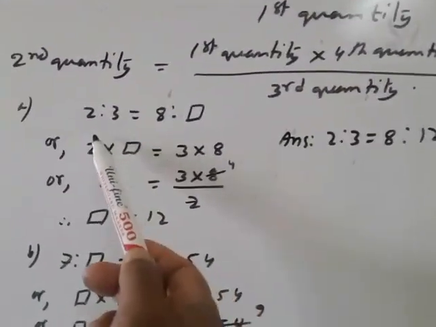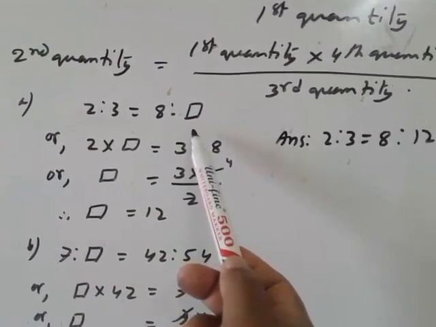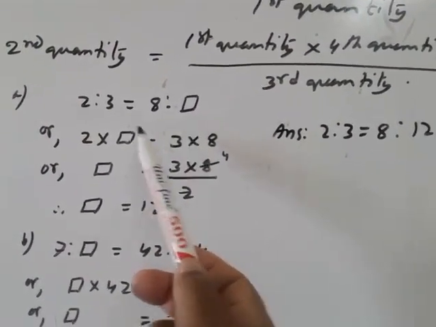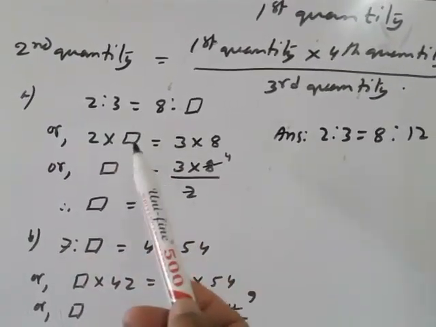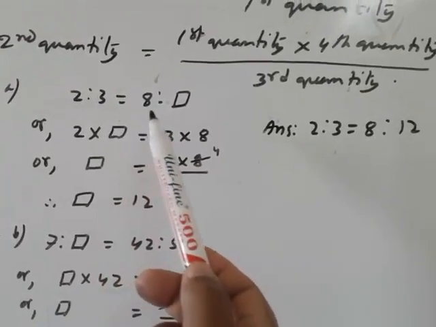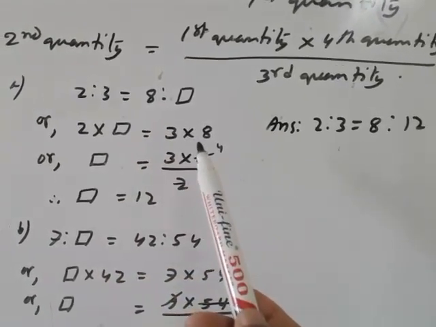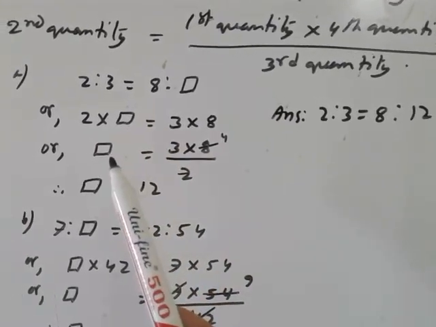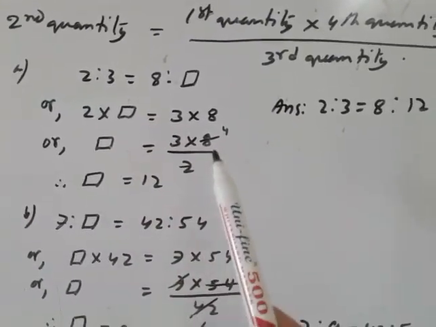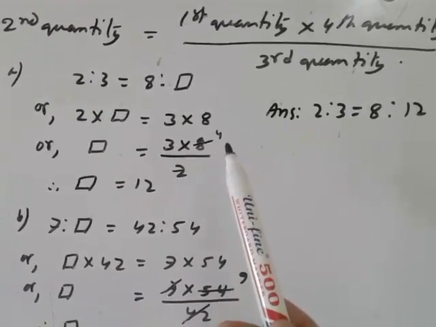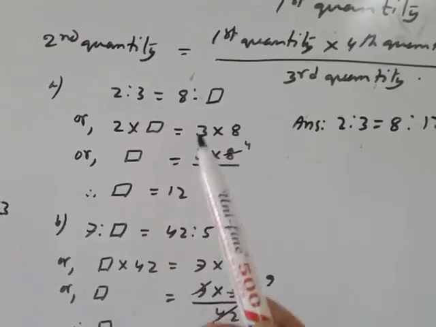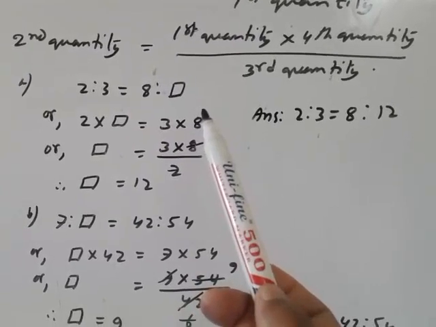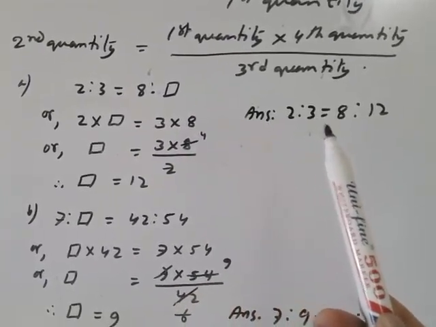See this, 2:3 equal to 8:blank. We have to multiply first quantity and fourth quantity. First quantity 2 and fourth quantity is blank, multiply. Second quantity is 3, third quantity is 8. We have to multiply like this. Then we keep a box here. Then 2 will divide here. 8 divided by 2 is 4. 4 multiply 3 equal to 12. Therefore blank equal to 12. The fourth quantity is 12. The ratio will be 2:3 equal to 8:12.